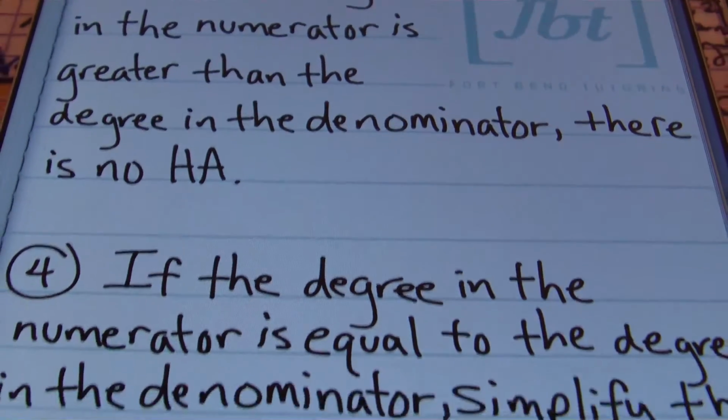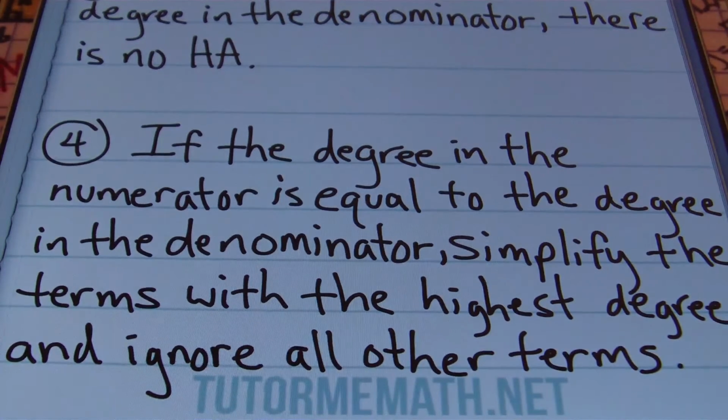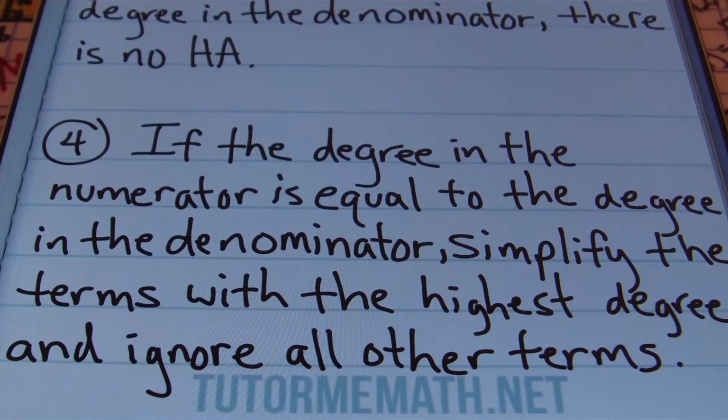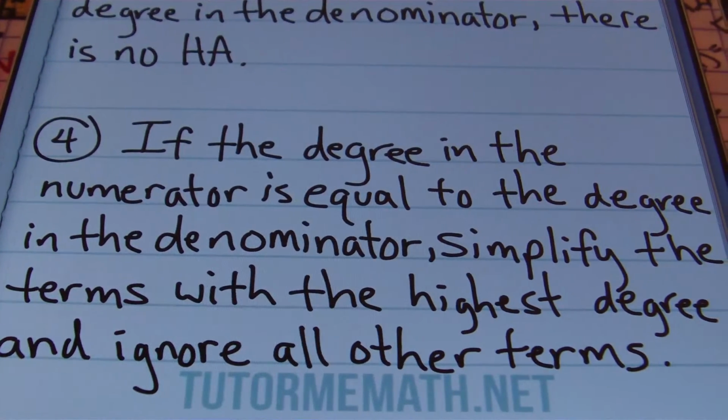And now for the final step that you should be aware of. If the degree of the numerator is equal to the degree in the denominator, you're going to simplify the terms with the highest degree and ignore every other term. Just ignore it. You just want to take the terms that have the highest degree and simplify it. That means the rational function you're looking at is not in its factored form, that you've multiplied it all the way out to identify the term with the highest degree in the numerator versus the term with the highest degree in the denominator.